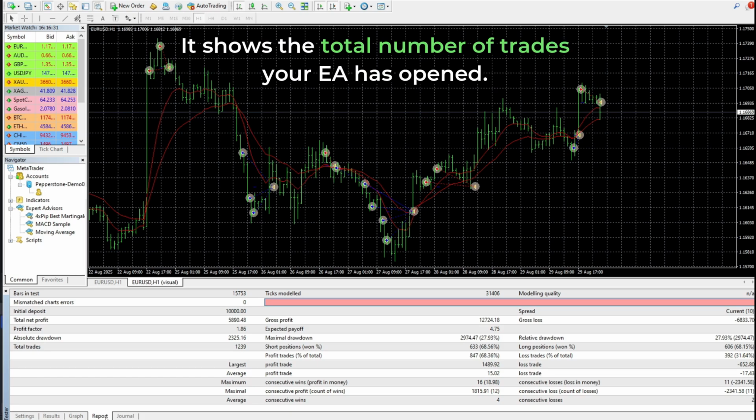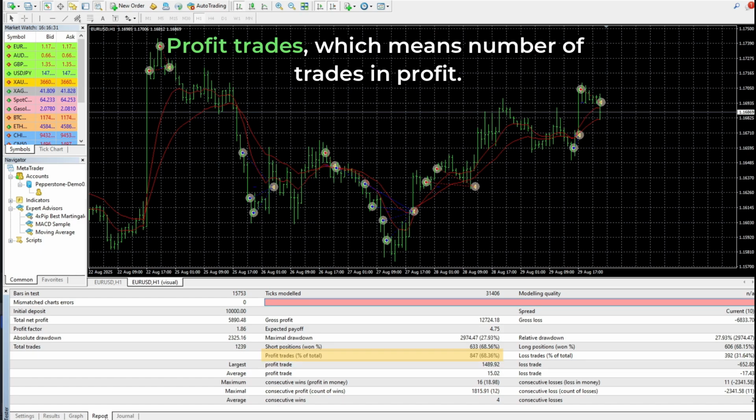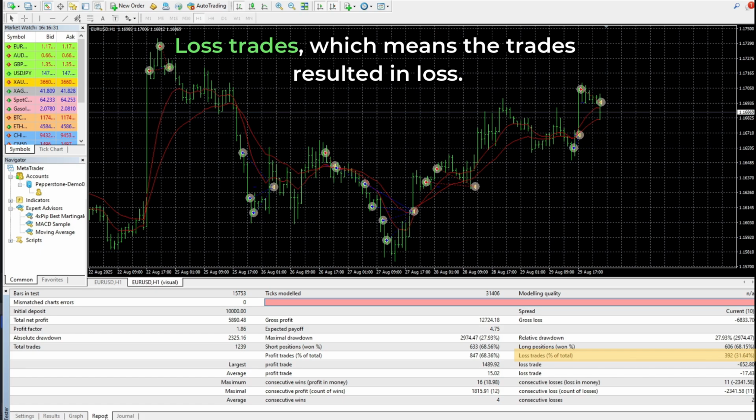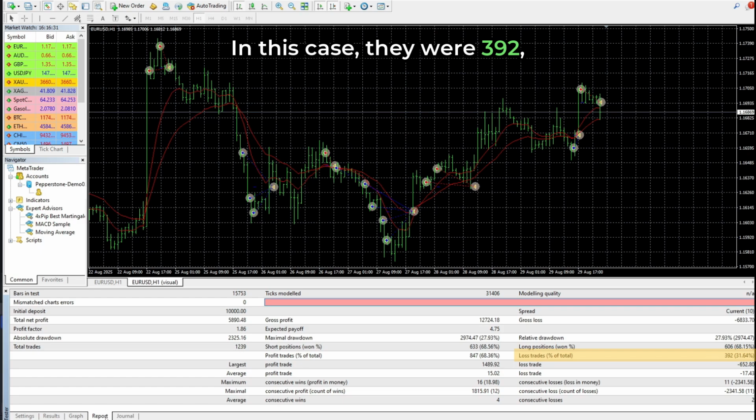It shows the total number of trades your EA has opened. Profit trades, which means the number of trades in profit. In this case, there were 847, which is 68.36% of total trades. Lost trades, which means the trades that resulted in a loss. In this case, there were 392, which is 31.64% of total trades.